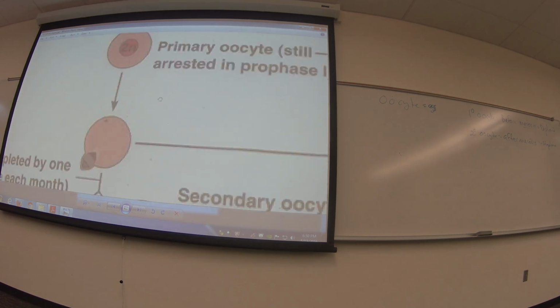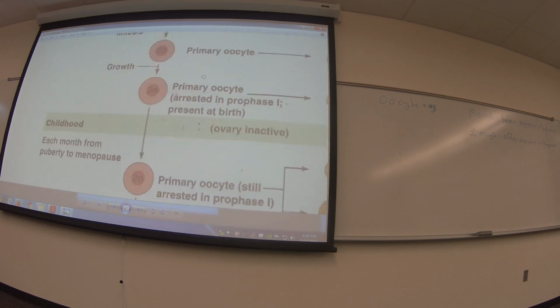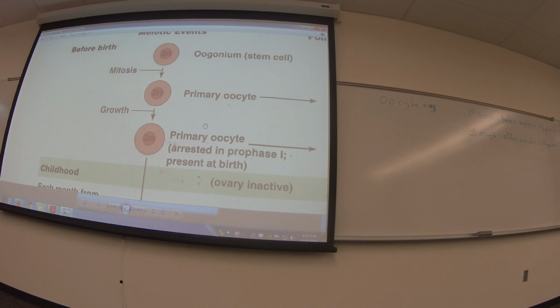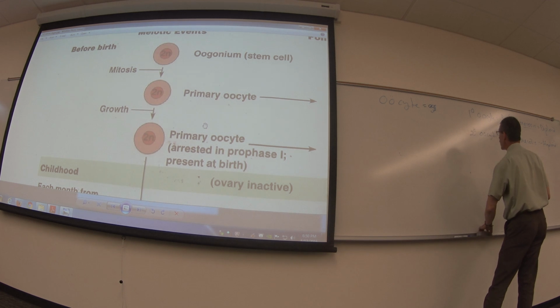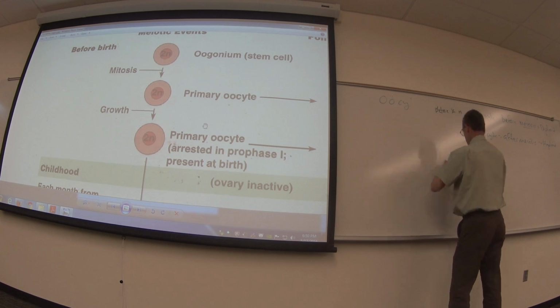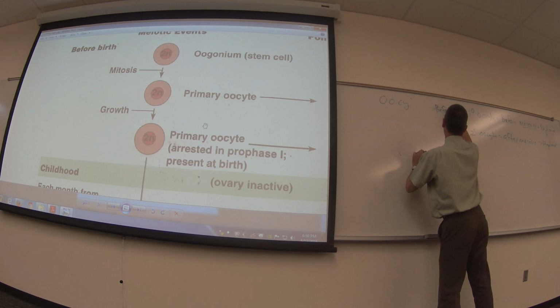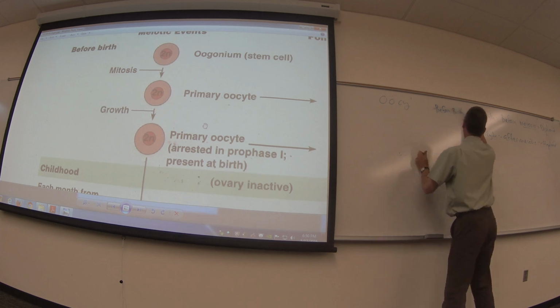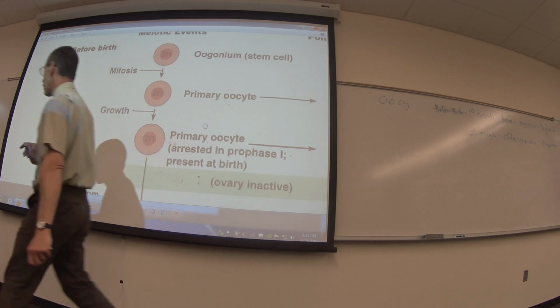So we have to figure out when this occurs. When do you have primaries and when do you have secondaries? If you look on the chart here, when are all your primaries at? Before birth. So primary oocytes are generally before birth. So women have their eggs before you're born. Your eggs are actually older than you are, if you think about it for a minute.